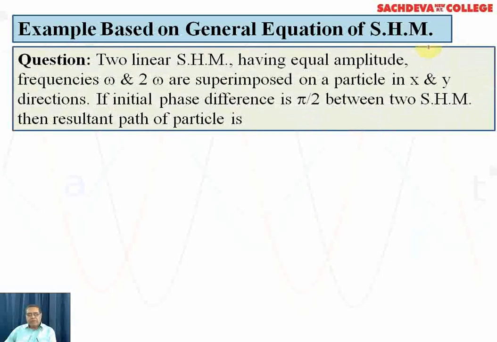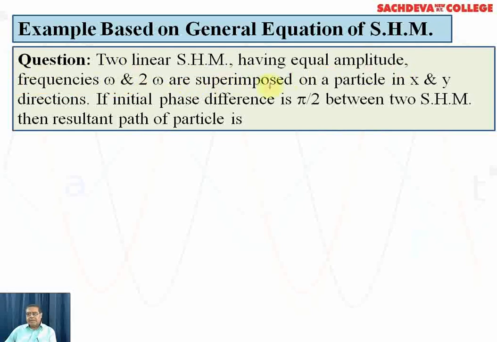We have come to the first question, that is, two linear S.H.Ms having equal amplitude. Whenever we use this term amplitude, we are referring to the coefficient of the sine or cosine function. And the inner portion in the bracket is the phase angle. So now, in our question, there are two linear S.H.Ms having equal amplitude. So amplitude is not changing, but the frequencies are omega and 2 omega. So the second frequency is double the first one.